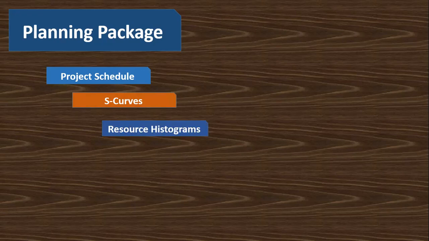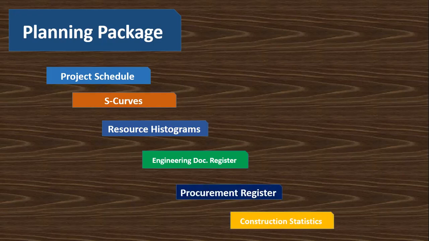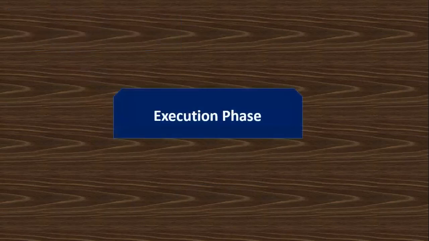Resource histograms are also in the planning package, and this is very important, because when you go into interviews, people will ask you what is a planning package. So you have to reply that in the planning package document you have all these things, because we are going to start compiling them: engineering document register, procurement register, and then construction statistics. And then at the end of the planning phase you have to compile one baseline, and then your execution phase, the third phase, will start.